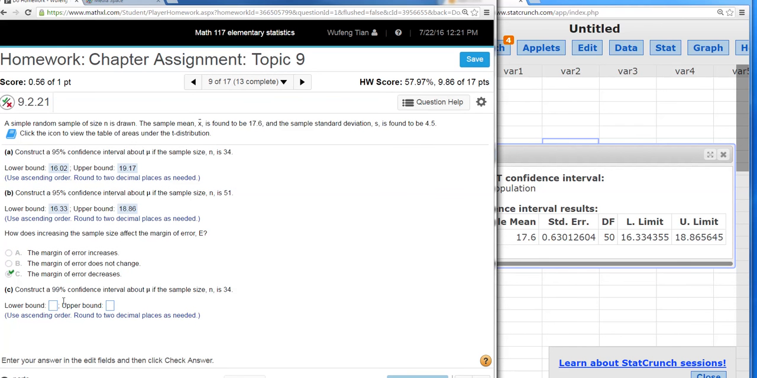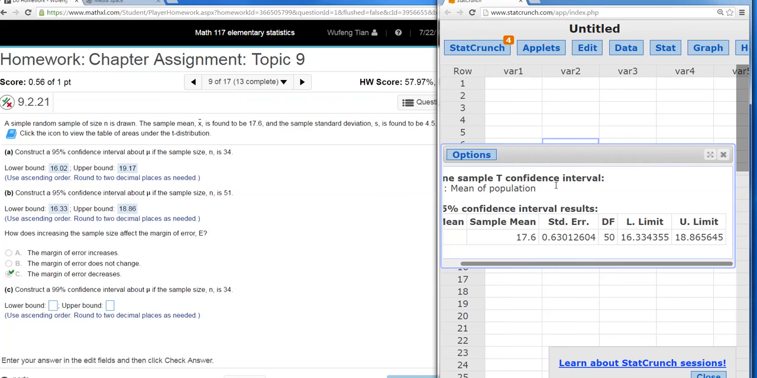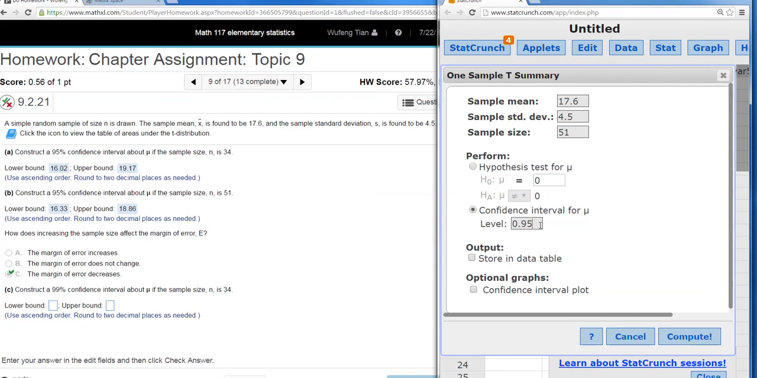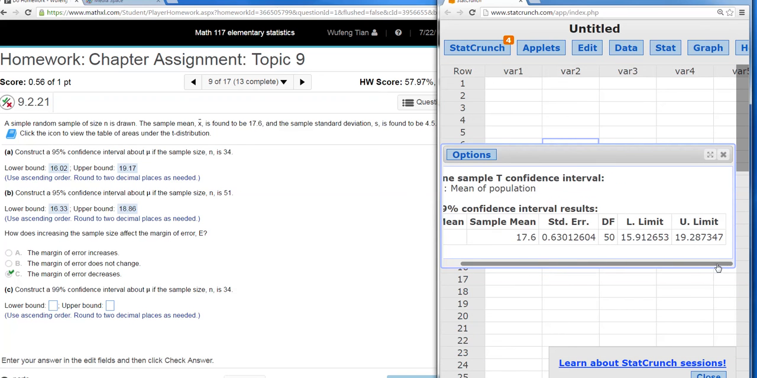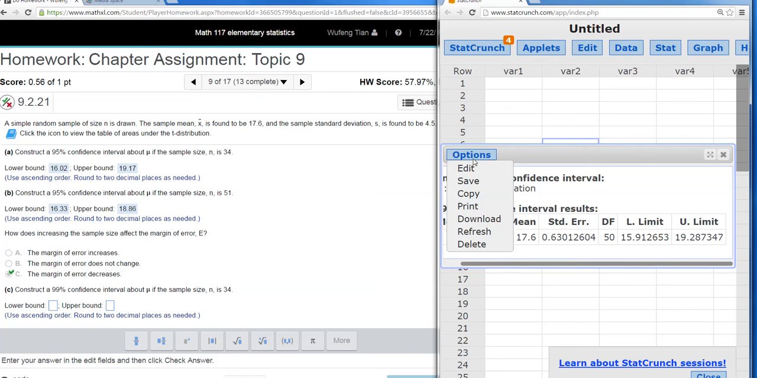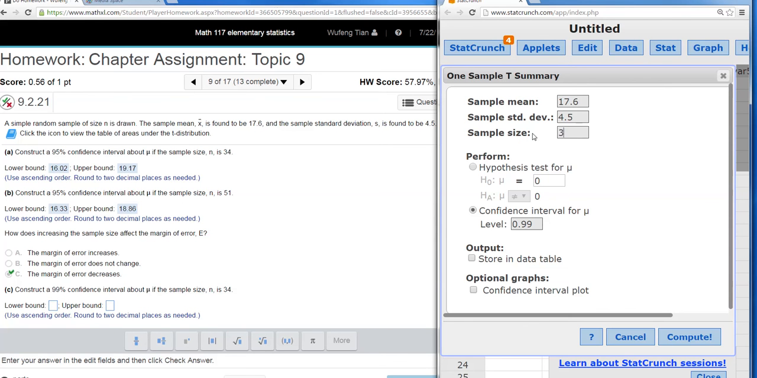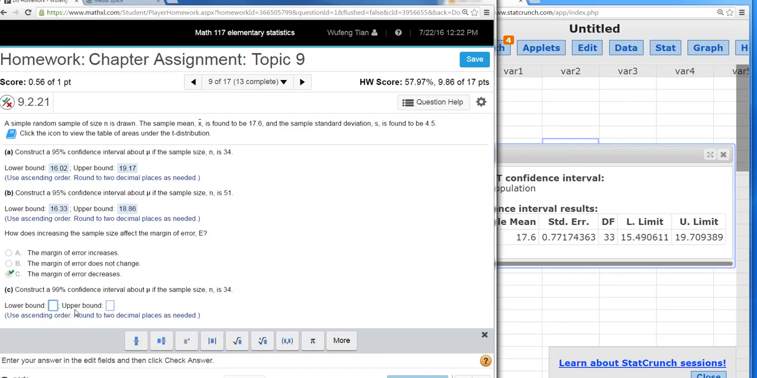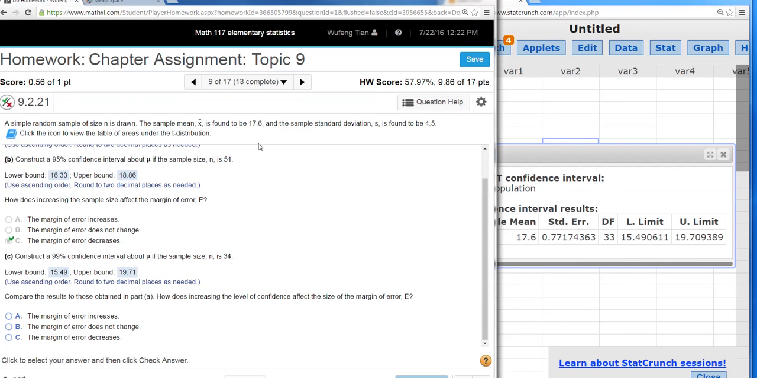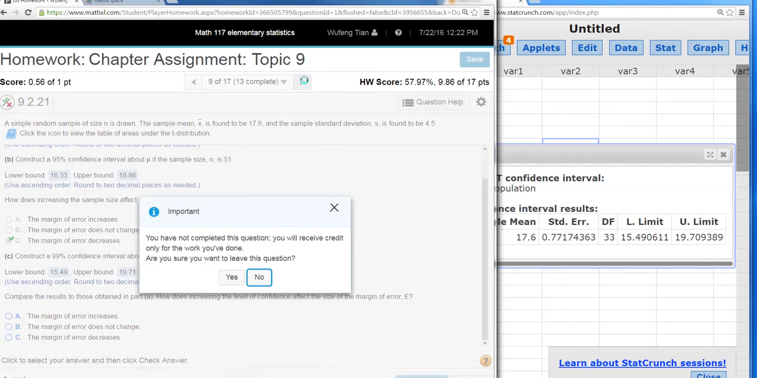Okay. This one, if you construct a 99% confidence interval, you just change the option, add this, and change the 95 into 99. You get a new lower bound and upper bound. Okay, so you can just type in this. Wait, let me check if the sample size is 34 again. Okay, so you have the lower limit 15.49, upper limit 19.71. Okay, you finish the rest by yourself. And number 10.